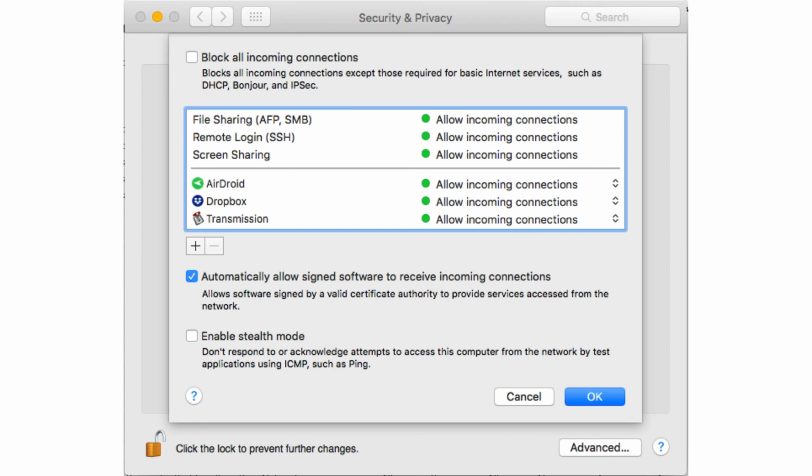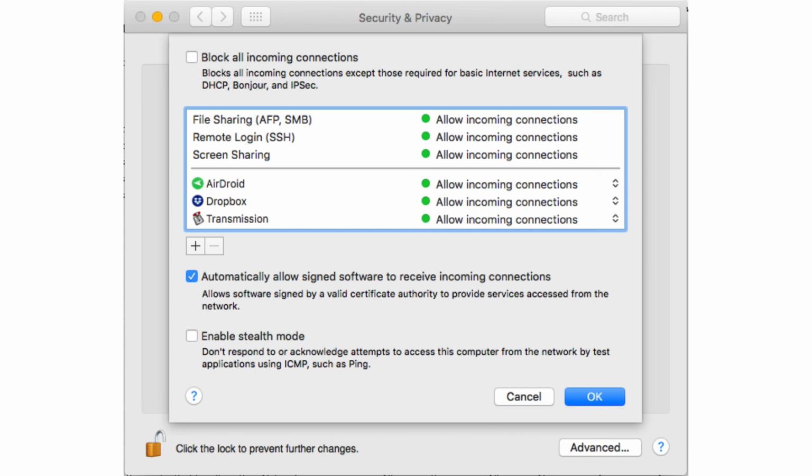And in the light blue, you can see that there's file sharing, remote login, and screen sharing. And on the right, you see it says allow all incoming connections. Underneath that are the applications, which include AirDroid, Dropbox, and Transmission that also allow all incoming connections.